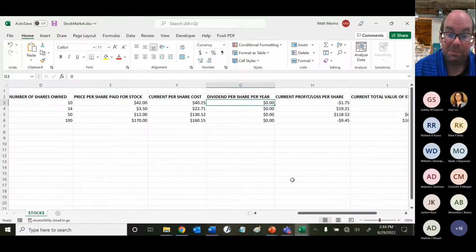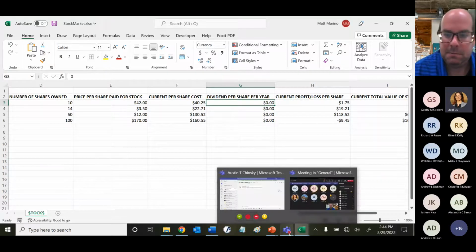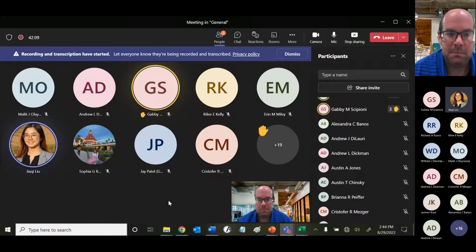Okay, so everybody's with me so far? Do you have, I'm sorry, quick question. Do you have an example of what it looked like if you have a dividend?